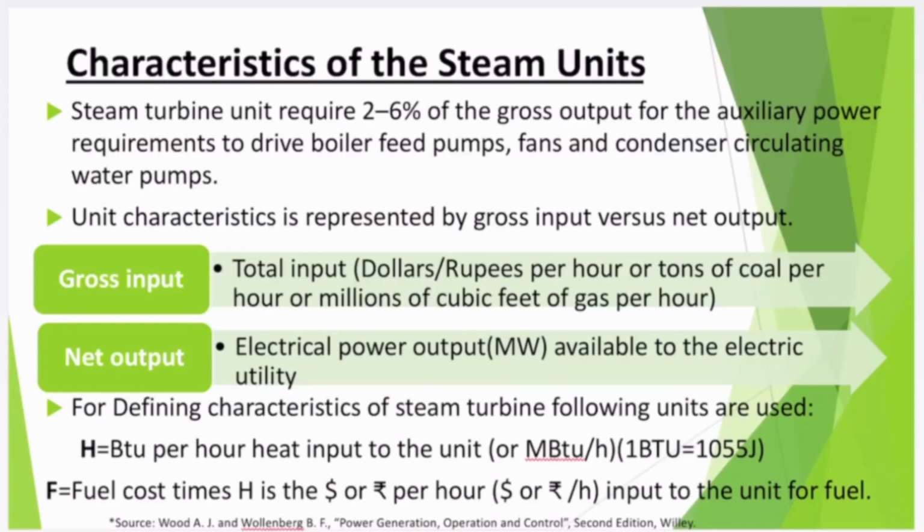Now, when you talk about the unit characteristic, you can draw a characteristic where the power versus the input, in the form of rupees or in the form of tons of coal per hour, can be plotted, and we can see the characteristic of a thermal power plant by plotting the input characteristic versus the output characteristic. So what is our input here? Input could be the coal, could be the water, in the form of rupees or in the form of tons, and the output is always in the form of megawatt or kilowatt.